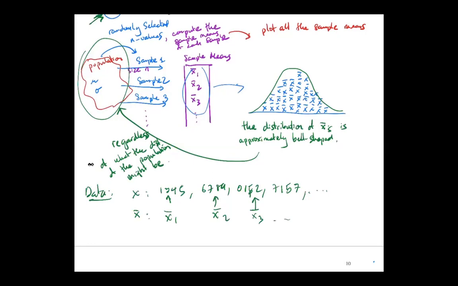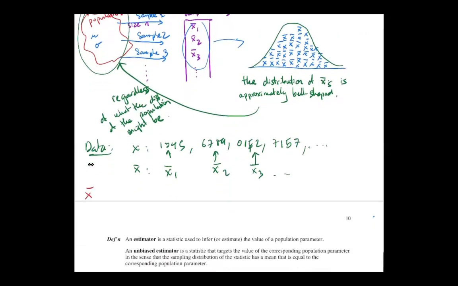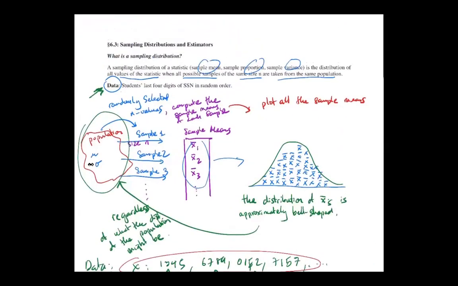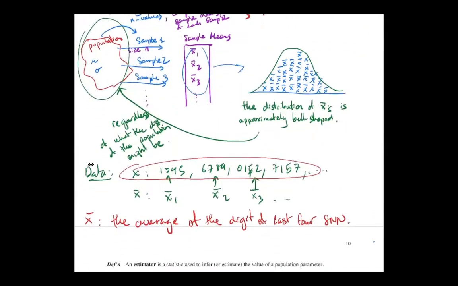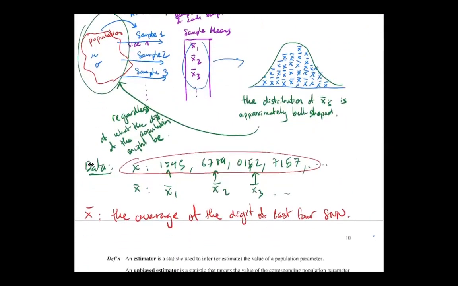So the variable X bar that we need to plot would be the average of the last 4 digits of the social security number. If we look at this data set, if we plot all the last 4 digits of social security numbers in random order, that distribution will be uniform. And I'm going to show you that in a bit.